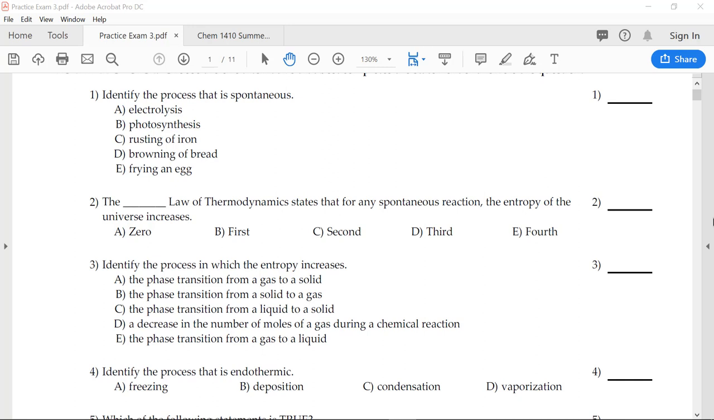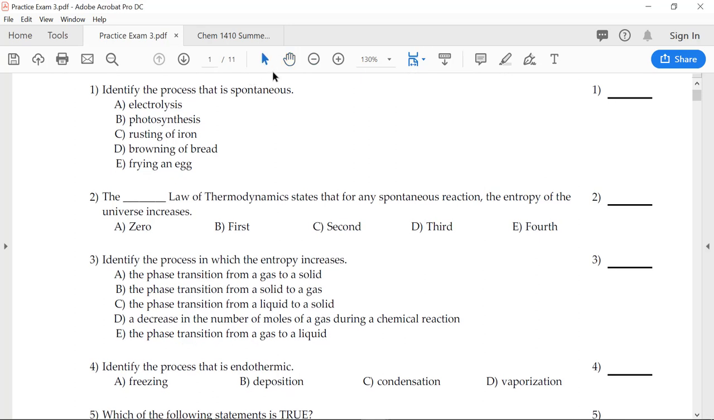So for this reason, when you review the practice exams, please study the topics each question represents. Let's start with question number one. Identify the process that is spontaneous. First, you need to understand a spontaneous process can occur without continuous input of external energy. In other words, if you leave the starting materials unattended, the process will still go ahead.